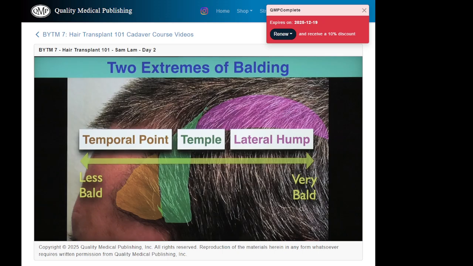In other words, I don't want to build a temporal point when they've got a crown empty, they've got the back empty, they've got everything empty, for 2 reasons. It wastes a lot of grafts. And the second reason is they'll be front heavy. Everything is up here, just placing here, and it's all bald back here. It looks crazy. It's more important to get density back here than try to do a temporal point.